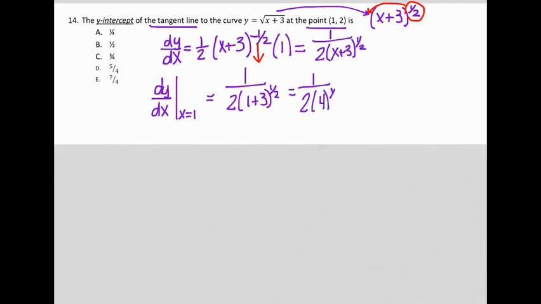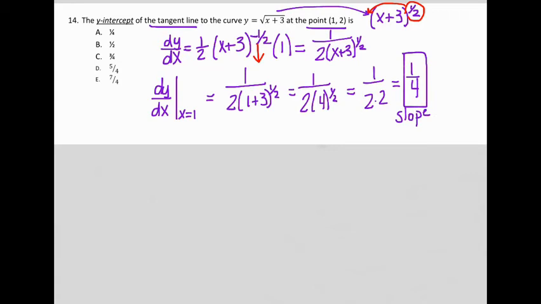Now remember, the 1/2 power is just square root. So this becomes 1 over 2 times 2, or in other words, 1/4. But 1/4 is not the y-intercept. 1/4 is the slope of the tangent line.